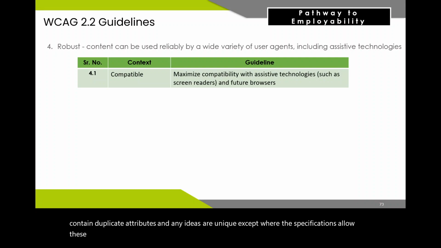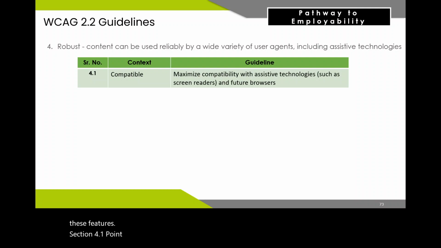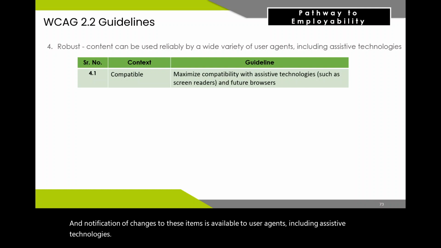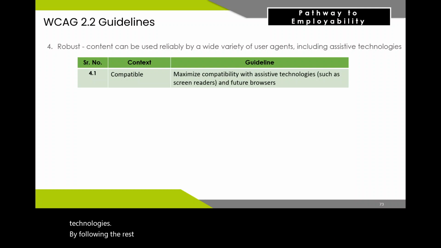Section 4.1.2, for all user interface components, including but not limited to, form elements, links, and components generated by scripts, the name and role can be programmatically determined, states, properties, and values that can be set by the user can be programmatically set, and notification of changes to these items is available to user agents, including assistive technologies. By following the rest of WCAG, you will have satisfied this requirement.